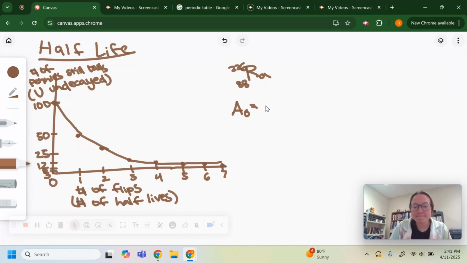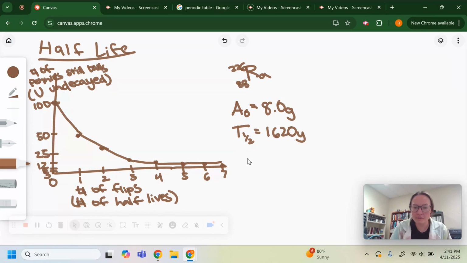is going to be 8.0 grams. Now here's something that you should know about radium in order to do this problem: you need to know that radium has a half-life of 1,620 years.